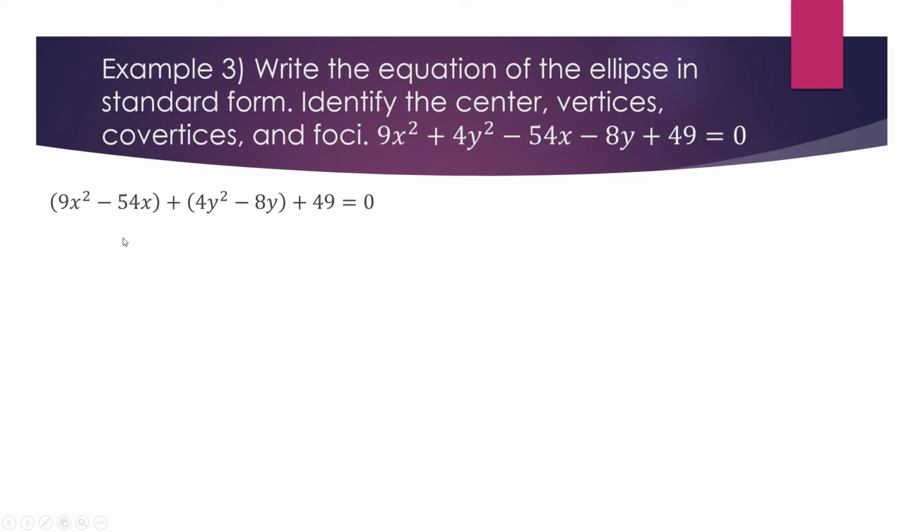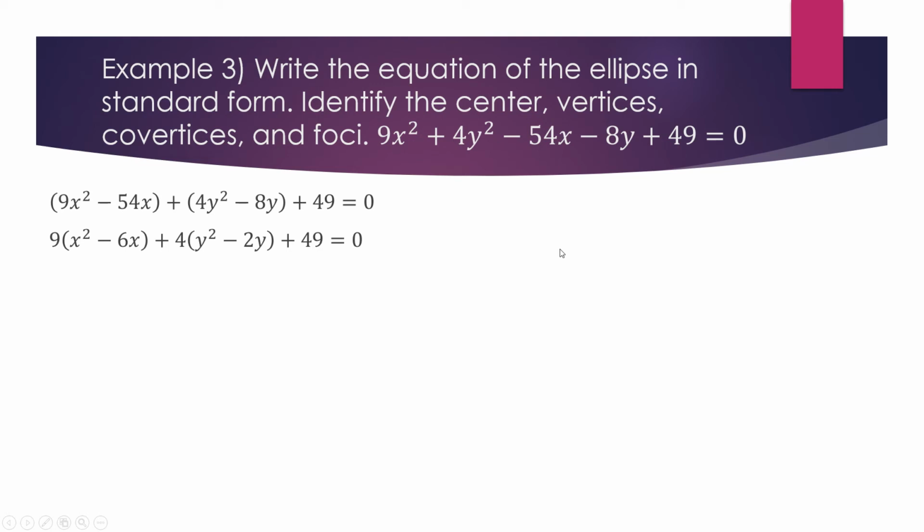In order to complete the square, though, we do need to factor out any coefficient that's in front of our square term. So in our first set of parentheses, we're going to factor out the 9. In our second set of parentheses, we're going to factor out the 4. So if I factor out 9 from the x's, I'm going to have 9 times parentheses x squared minus 6x. Factor out the 4 from the y terms, we get 4 times the quantity y squared minus 2y. The 49 is still outside of the parentheses, is equal to 0.